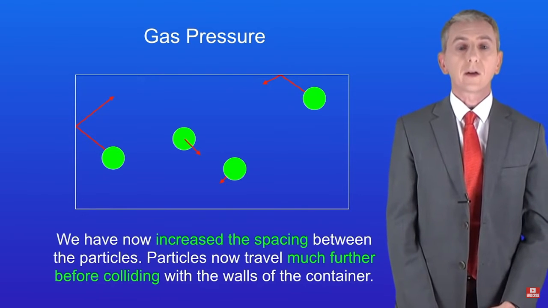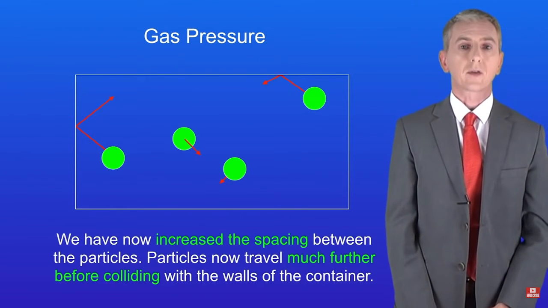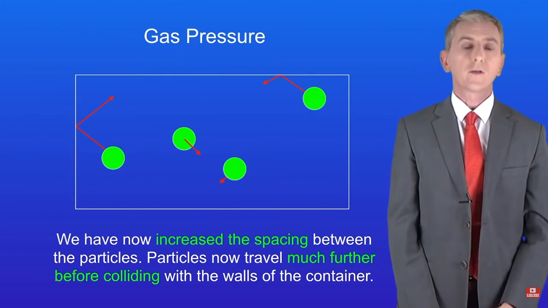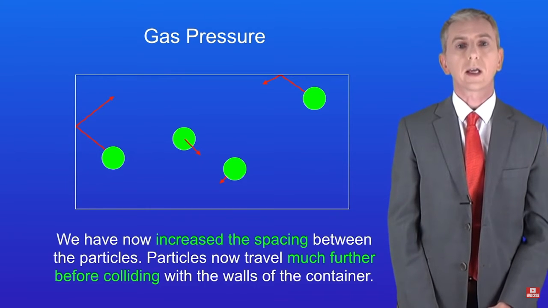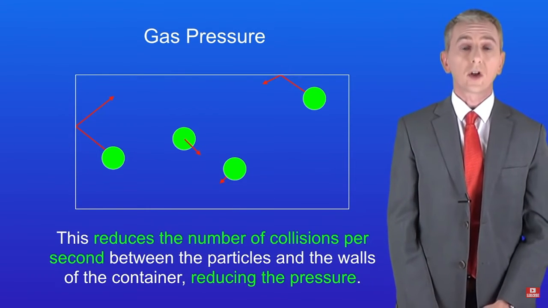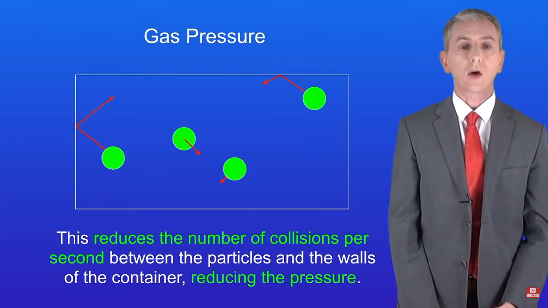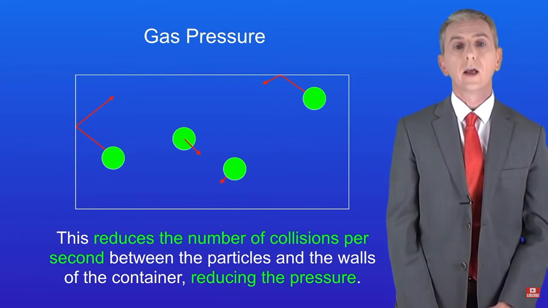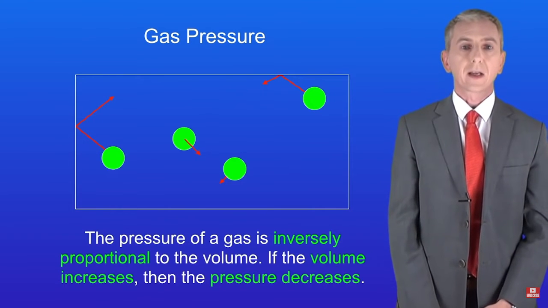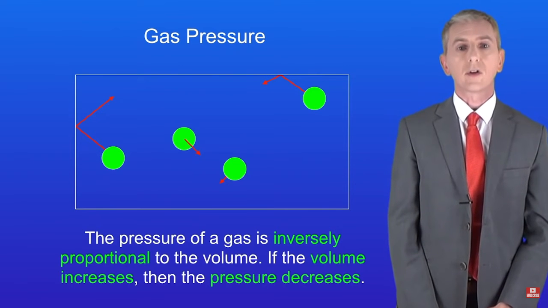That's because we've now increased the spacing between the particles. Particles now travel much further before colliding with the walls of the container. This reduces the number of collisions per second between the particles and the walls of the container, and that reduces the pressure. Now, the pressure of a gas is inversely proportional to the volume. In other words, if the volume increases, then the pressure decreases.